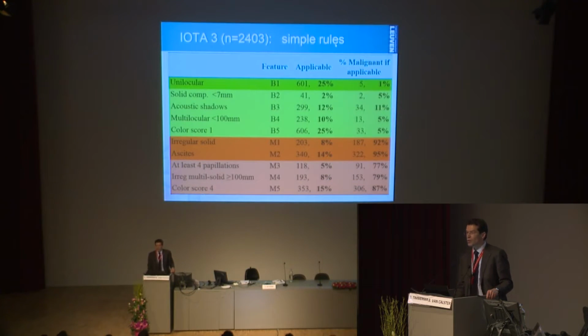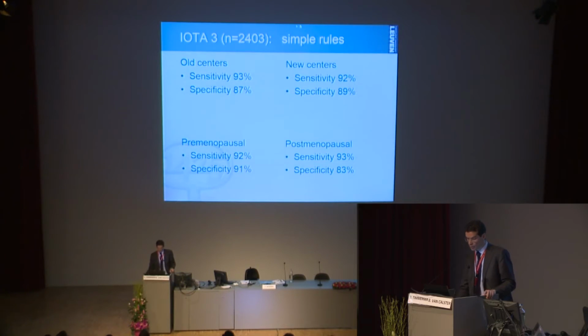And they're not all as strong as they look. For example, if you see acoustic shadows, 11% is malignant. If you see at least 4 papillations, only 77% is malignant. So none of these features is 100% predictive for benign or malignant, but yet again, it's the combination of them. If you apply the rules, then it becomes reliable. And it is reliable if you look at the old centers.